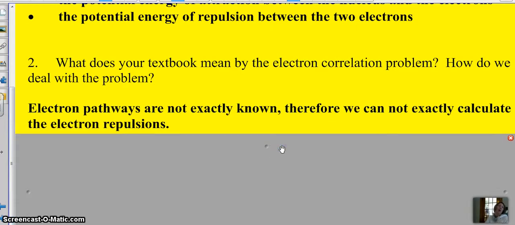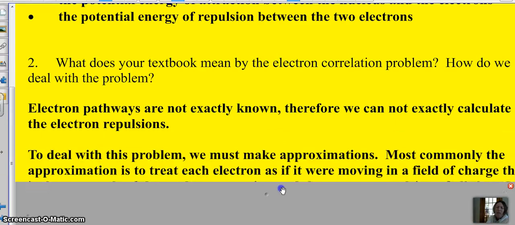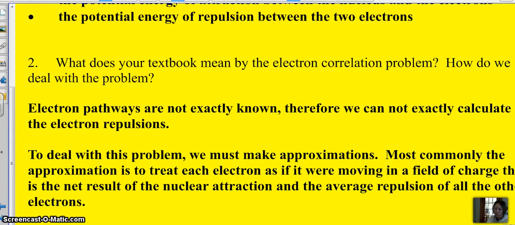Since we don't know the way an electron moves, where it will be in space, we cannot calculate its repulsion value or energy of repulsion with the other electron, because we don't know where they are, we don't know how they're moving, we don't know when they're repelling, so we can't really calculate the electron repulsions. And so to simplify this, we make approximations, and the simplest approximation we make is that we pretend that it is traveling in a field of charge.